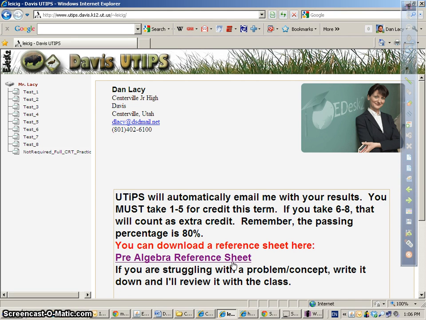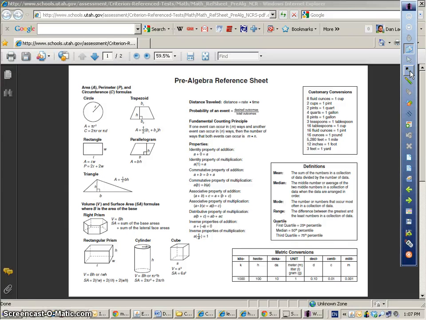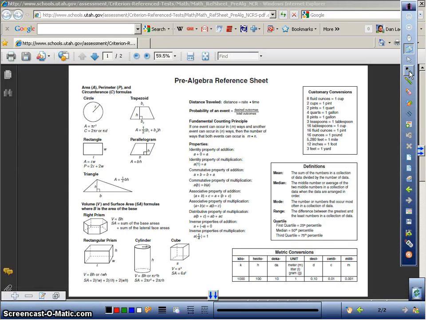But right here, there's a pre-algebra reference sheet, and if you open that up, you'll see a sheet with a lot of different math data on there. You get this reference sheet when you take the pre-algebra CRT. So I want you to get comfortable with it and understand what we're doing with it. The main thing I want to focus on is this piece right in the very middle, the properties. They've spelled them out for you pretty well, but you're going to need to know how to do those.